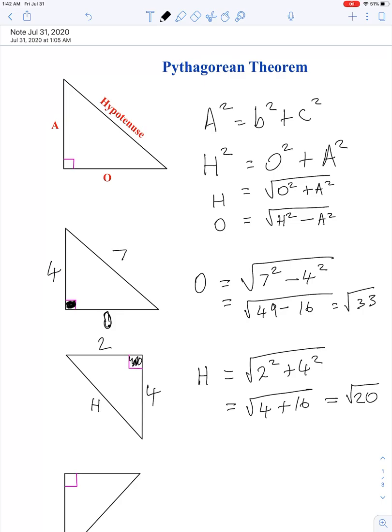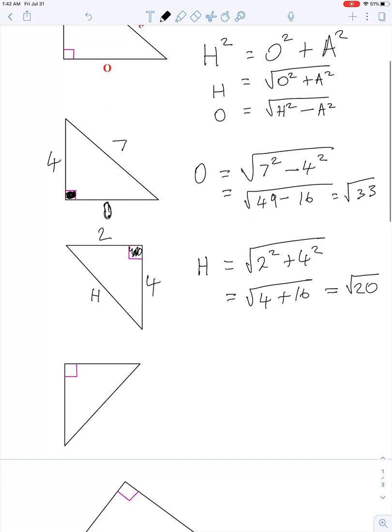So H should be the square root of 20. Alright, let's do another one. Let's pick some random number again. Let's keep it simple. This is 6. This is 3. And what side is that? So that's a short side.